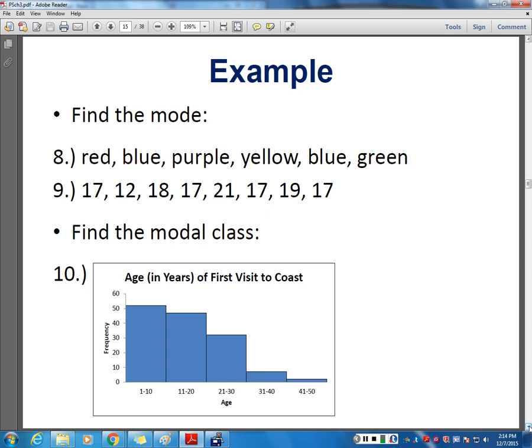In number 9, those are numbers. The mode of that data set is 17. 17 appears the most often. And in number 10, the modal class of the histogram shown is the class 1 to 10. It has the highest frequency, and thus it also has the tallest bar.